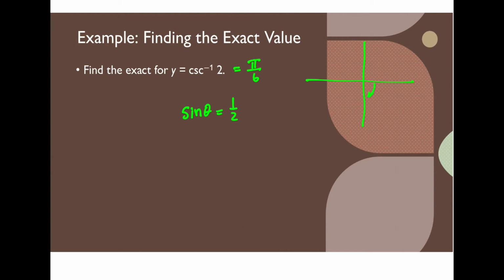This is positive 2, so we know with the restrictions of cosecant being from -pi/2 to pi/2, we're only doing it in these two quadrants. Of course, with the positive, it's going to be in the first quadrant, so pi/6 rather than -pi/6, which is what it would be if it were in the other quadrant.